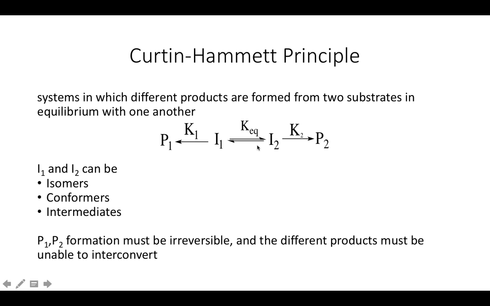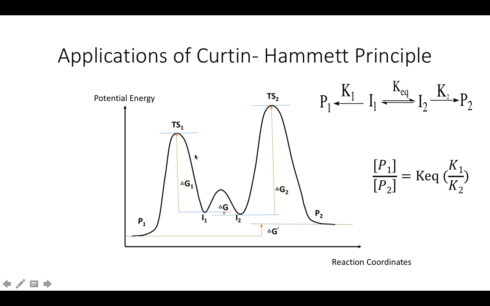So you may think what these intermediates could be. They can be either isomers, conformers, or intermediates. The other important thing that needs to be fulfilled within the Curtin-Hammett principle is that the formation of product 1 and product 2 must be irreversible, and these two products should not be interconvertible. So the basic idea of the Curtin-Hammett principle is that the ratio of the products is determined by the relative heights of the highest energy barriers, which lead to the different products.